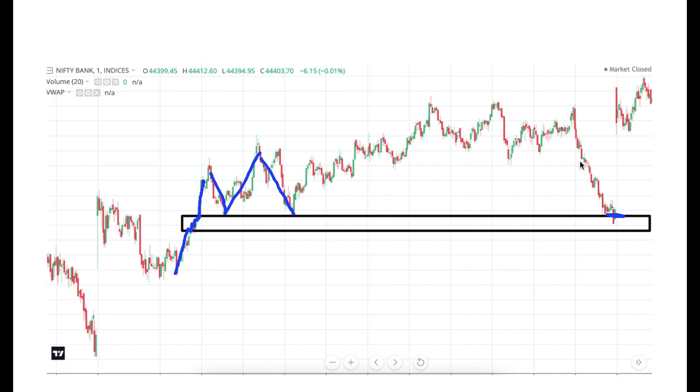So that is how you can trade this pattern. This is called fall, diagonal fall, and rise, diagonal rise. You can very often observe this pattern on the charts. So thank you for watching.